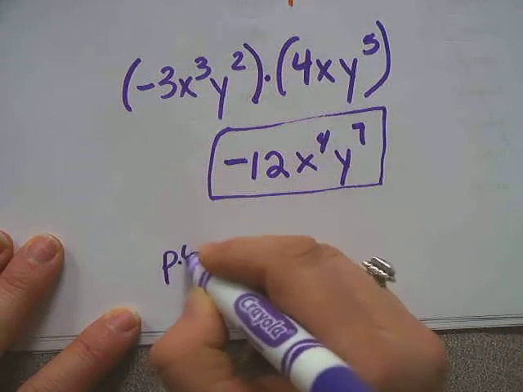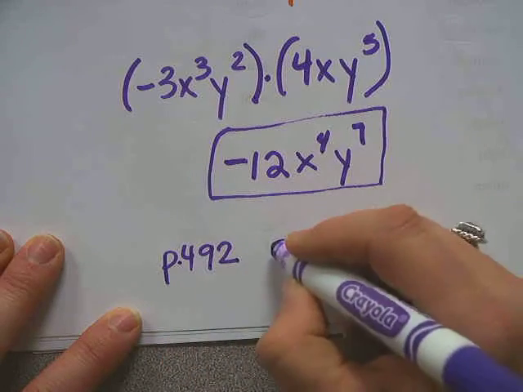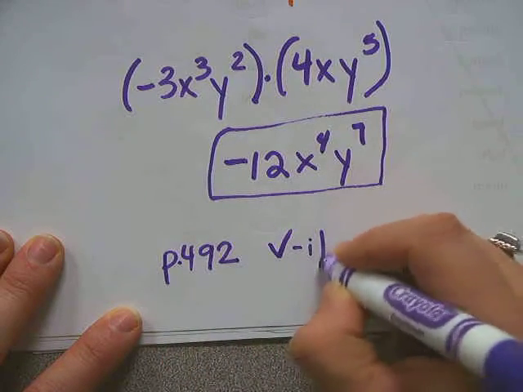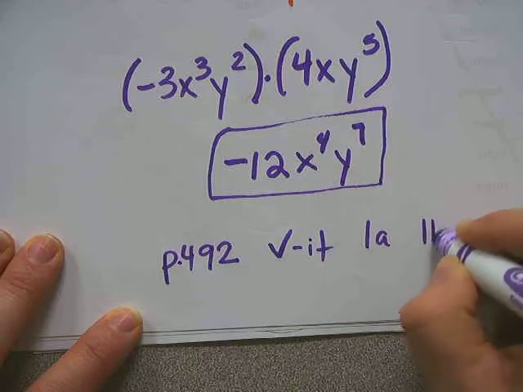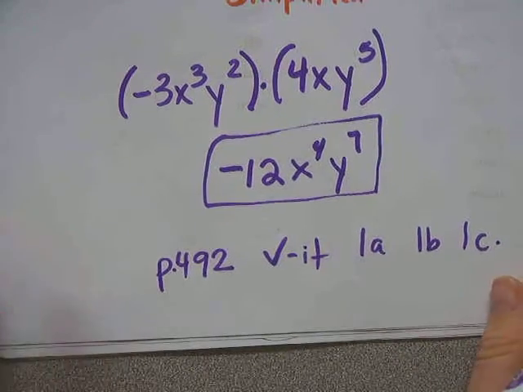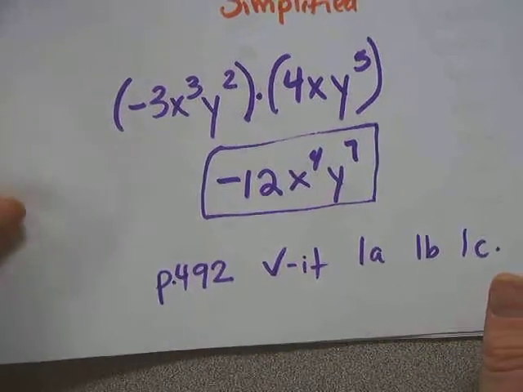Okay. So if you can look in your book on page 492, I'd like you to do check it out 1A, 1B, and 1C. And when you've completed, you can restart.